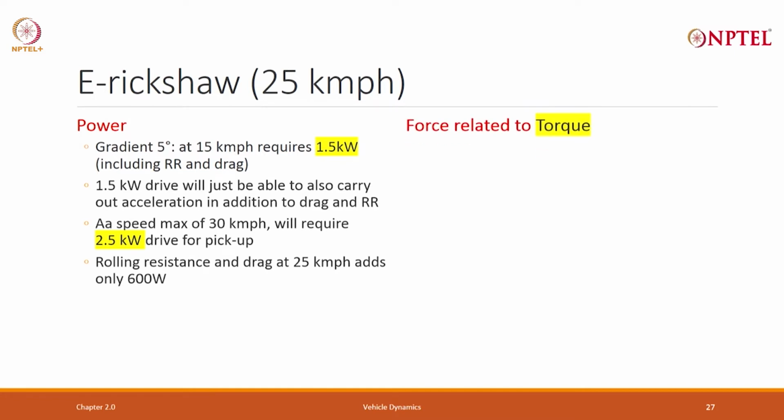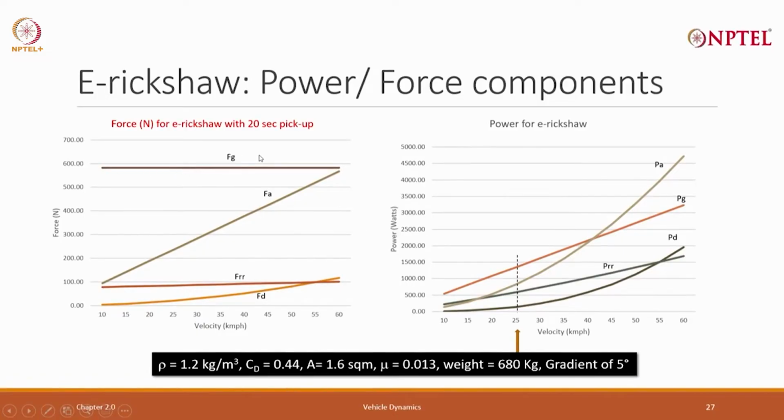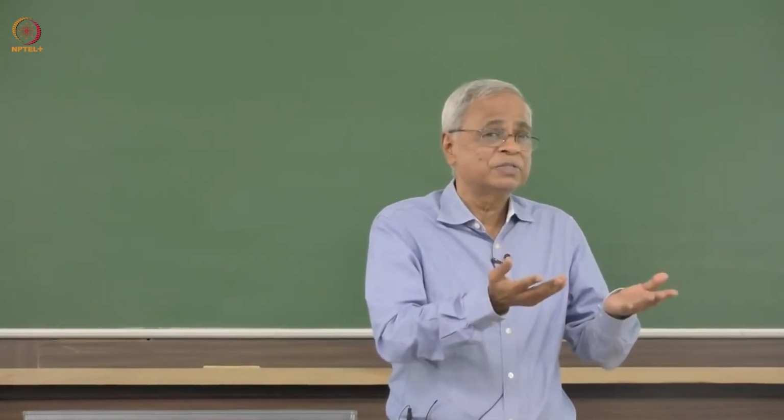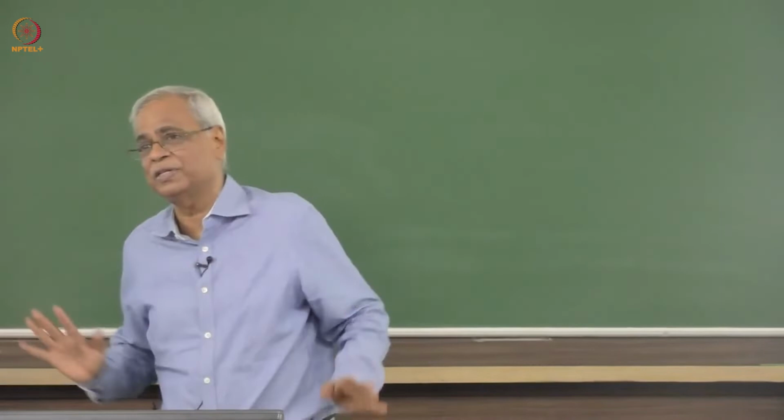I want to again point out, force is related to torque, and this is where you will find the problem. Force, on the other hand, if you see in an e-rickshaw, the gradient force is very large. Because gradient force is very large, if I take climbing, torque requirement goes to approximately 580 Newton multiplied by the wheel radius. Wheel radius is smaller, 0.2 meters, it comes to 116 Newton meter. 116 Newton meter from a low-end three-wheeler motor, which is about 1.2, 1.3 kilowatt, will be very difficult.